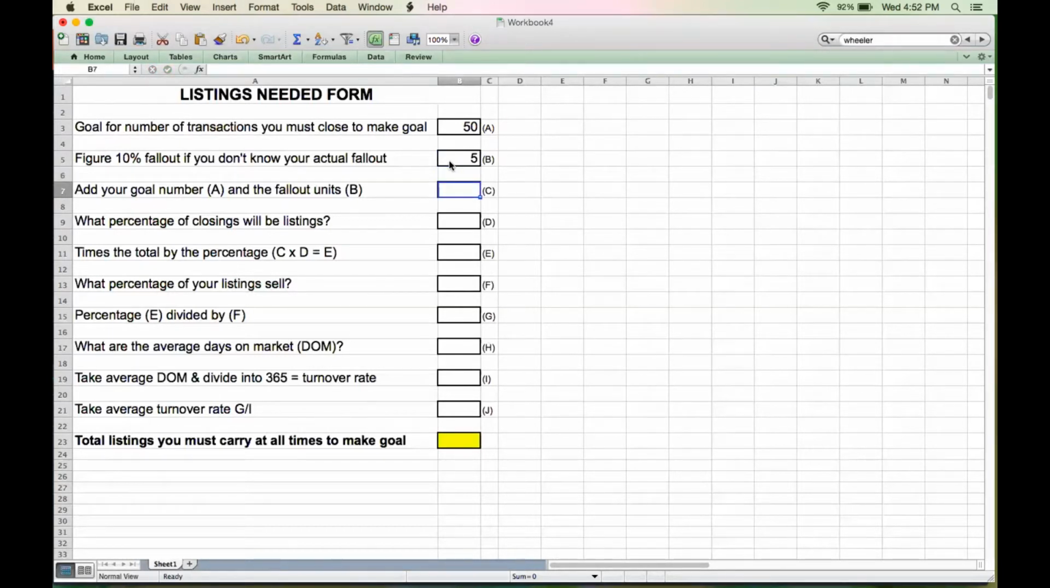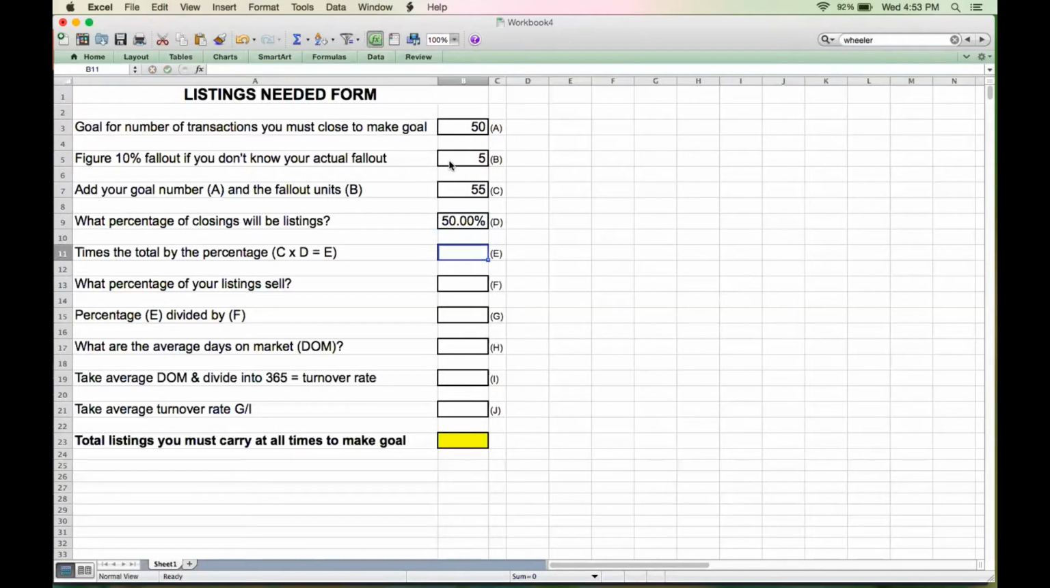Now in box C, we're going to add boxes A and B together to give us a grand total of 55 units. What percentage of those closings will be listings? I'm going to put 50% in for this example. Now, we're going to times the total by the percentage. So if we take 55 times 50%, that's going to give us 27.5, which is what I'm going to put in box E.